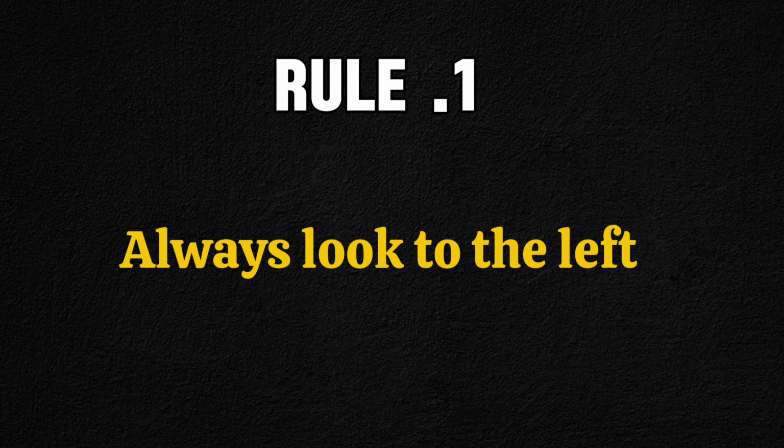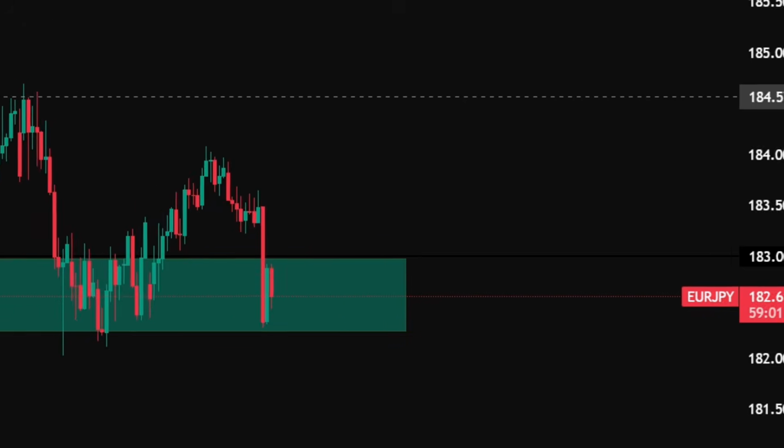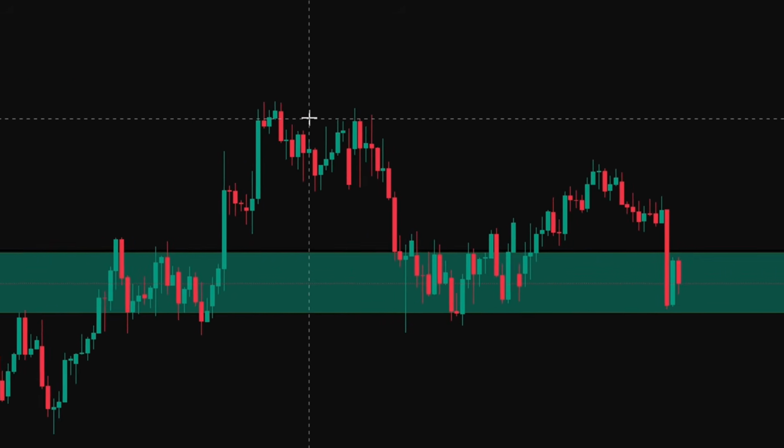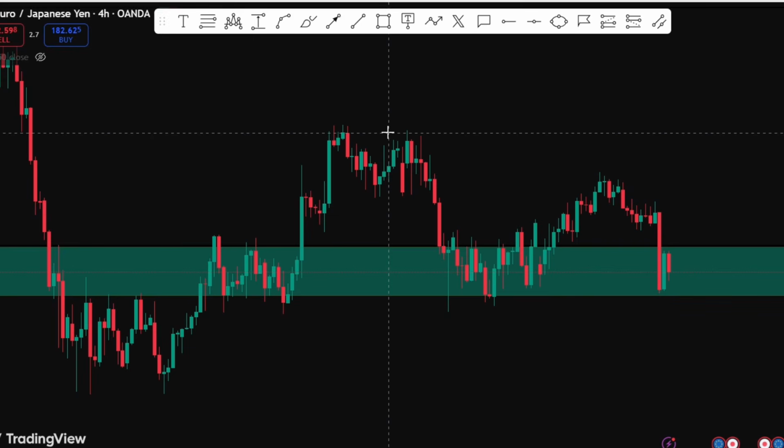Now, finding support and resistance is actually very simple. You only need to follow two basic rules. Rule number one, you should always look to the left. The first thing you want to do is look at the left side of your chart. We do this because the market leaves clues in the past.